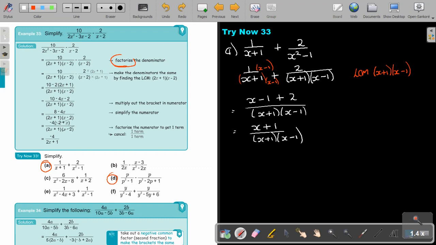Okay, so this was 33, number A. As soon as you put a bracket there, then you have one term over one term, and this is exactly the same, and you can simplify. So it will be 1 over x minus 1, and that will be your answer. Let's do number D. Number D is actually quite interesting.